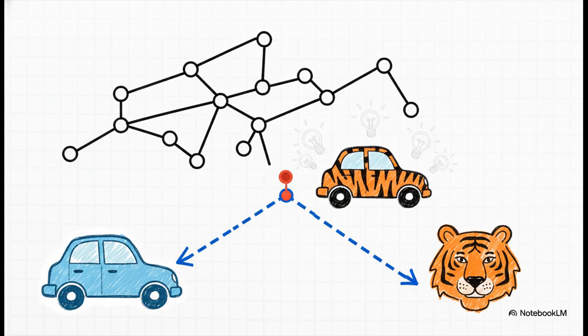And that is where the real magic kicks in. The AI can literally walk the mathematical path between those two ideas in latent space. It can find the halfway point and generate a tiger-striped car, or maybe a car with glowing feline headlights. This process, it's called interpolation, and it is the foundation of AI's truly limitless creativity.